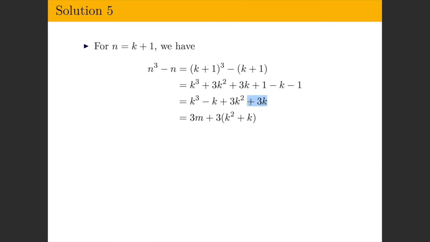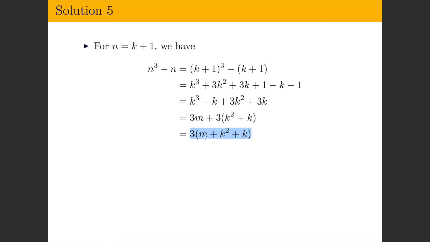Equally, what I notice here is I could take a common factor of 3 out of this sum here, 3k squared plus 3k, to form 3(k squared plus k) in brackets. And now we can actually take the 3 out as a common factor of the whole expression to have something that looks like 3(m plus k squared plus k).